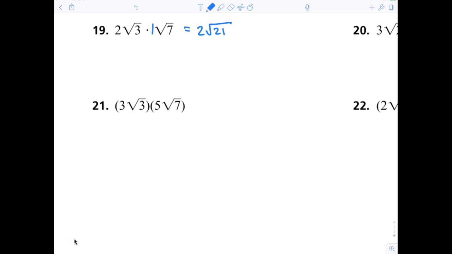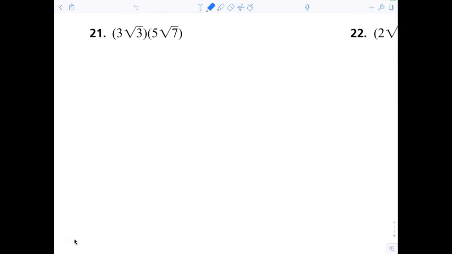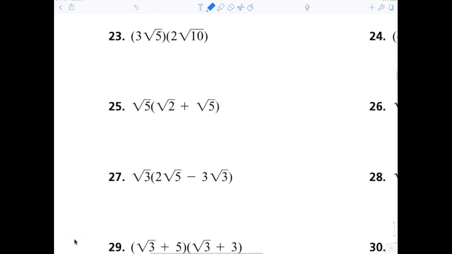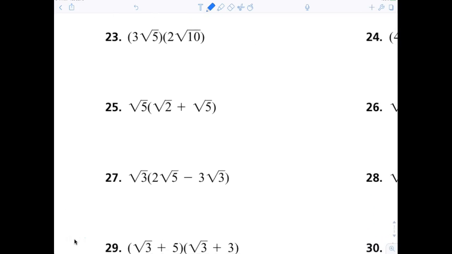All right? So my answer for 21 is probably what? 15 radical 21. Simple as that. Any issues? All right, here we go. Okay, now I'd want everybody to look at that and just say that is obviously 30 radical 2.